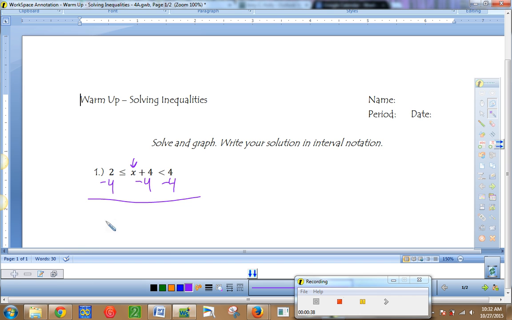That's an actual thing you're allowed to do, which is kind of cool. So what is 2 minus 4? Negative 2 is less than or equal to x, which is less than 0. How would you graph such a lovely thing?